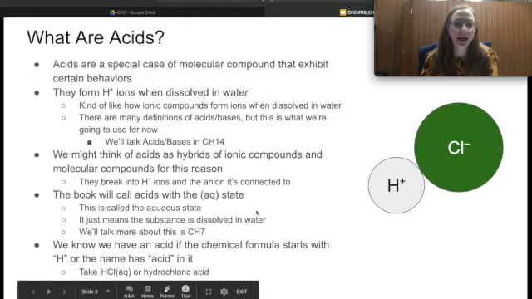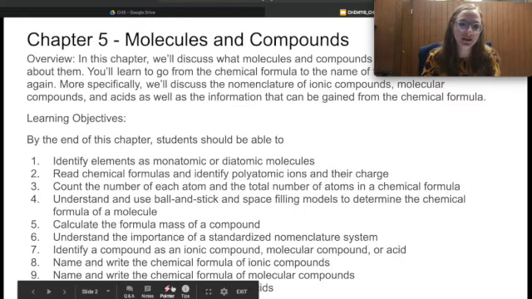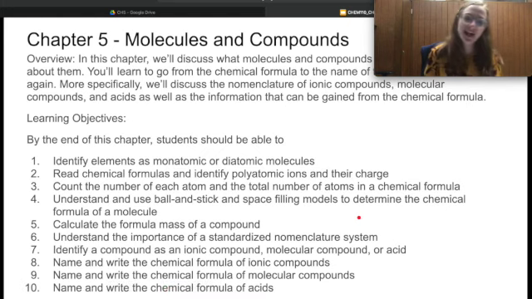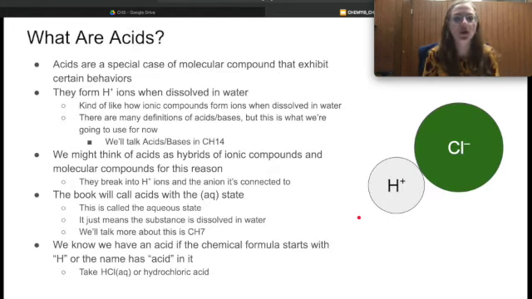Okay, so if you've been paying close attention here, you can see that we've worked our way through almost all of our learning objectives here. We are just left with identifying an acid and writing the chemical formula and naming acids as well. So pretty straightforward. We're going to do our last little bit here. Let's get going. So what are acids?